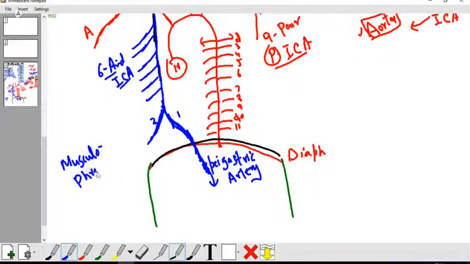This is the phrenic word for diaphragm. This is the musculophrenic artery. The musculophrenic artery gives branches to supply the diaphragm, and the artery going to the diaphragm is the superior phrenic artery.